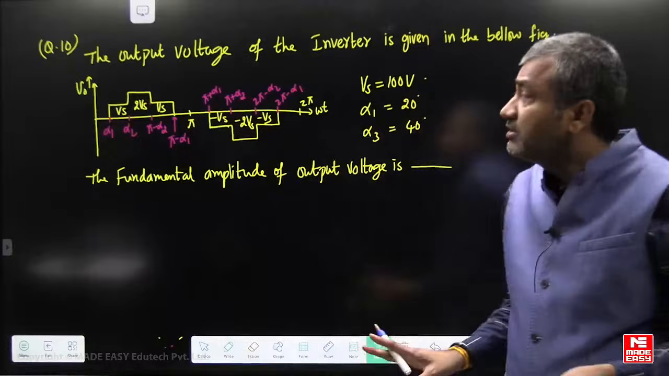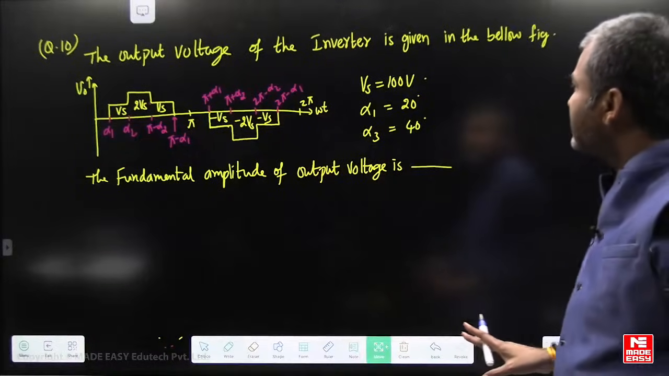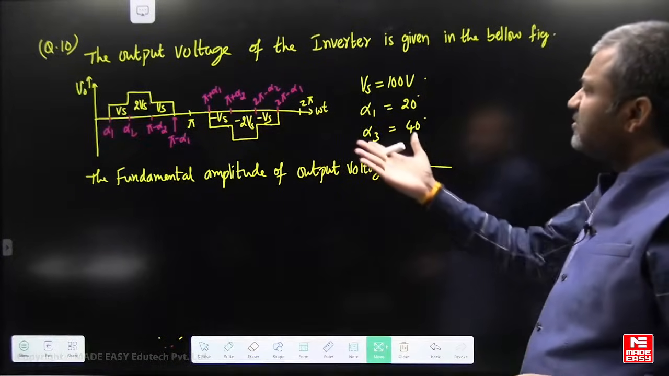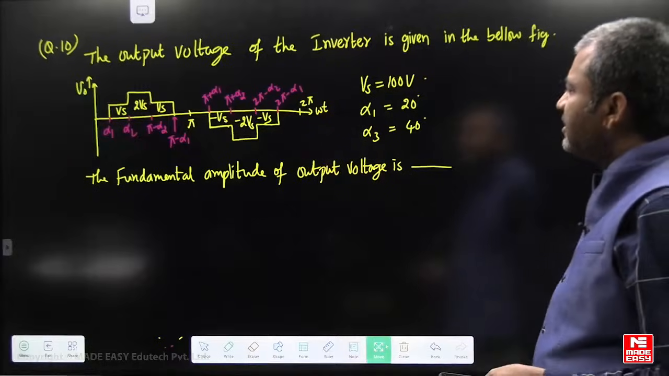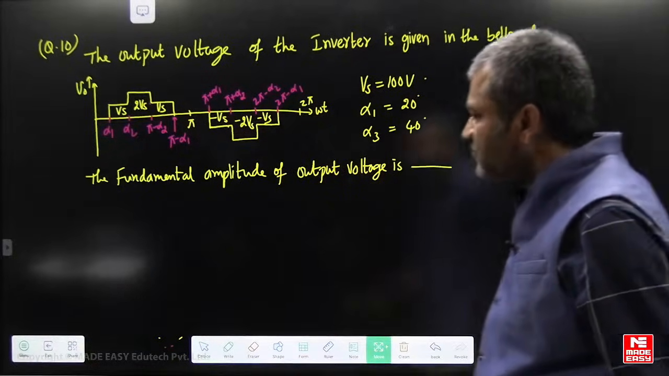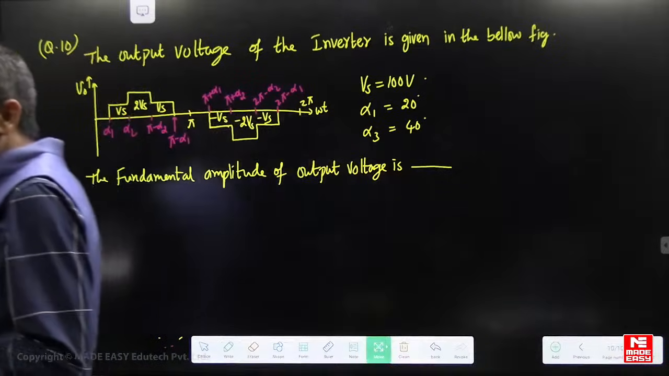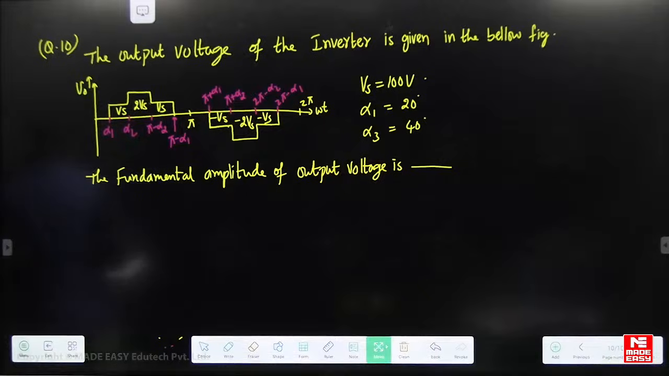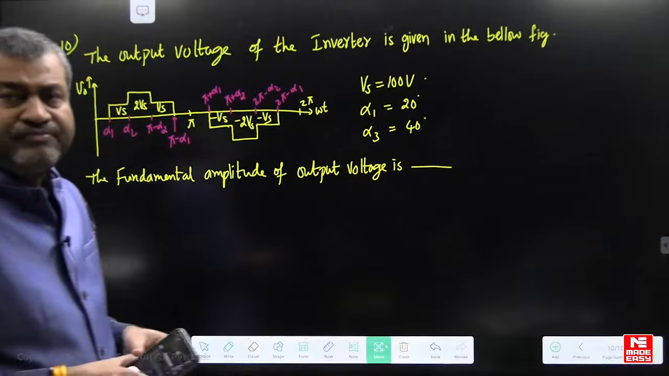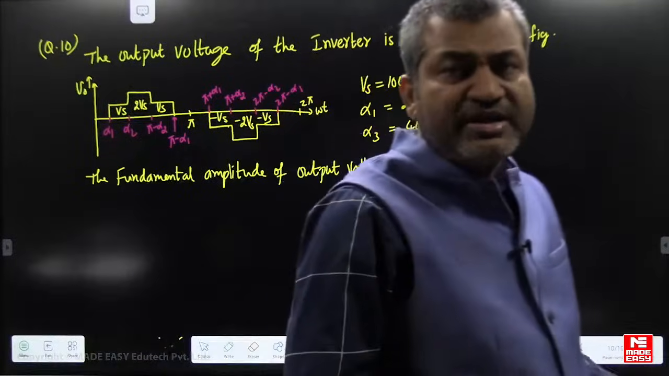Okay. Now the output voltage of the inverter is given here. Actually you will get this in multi-level inverters. What is the fundamental amplitude of output voltage here? Yes, very good question. Dear students, try this question, all of you. I will give 5 minutes time to you. Please try this question.